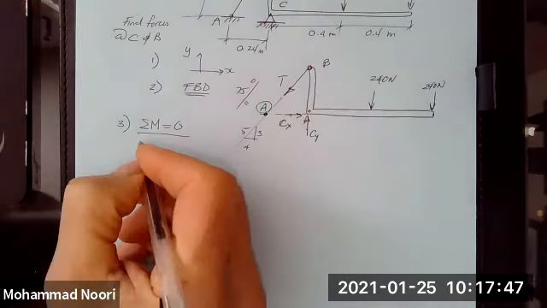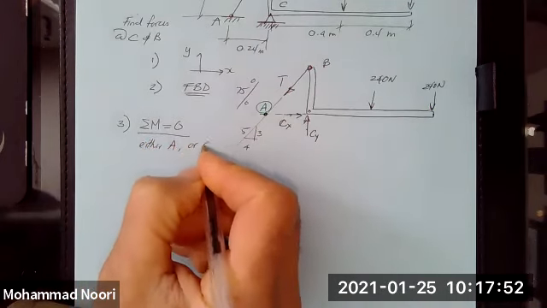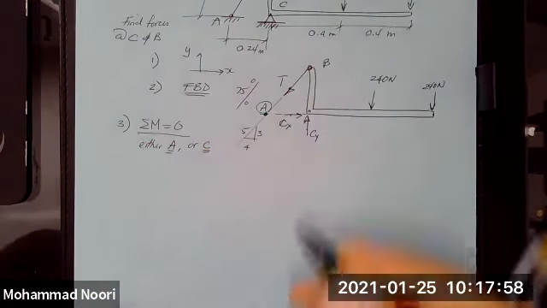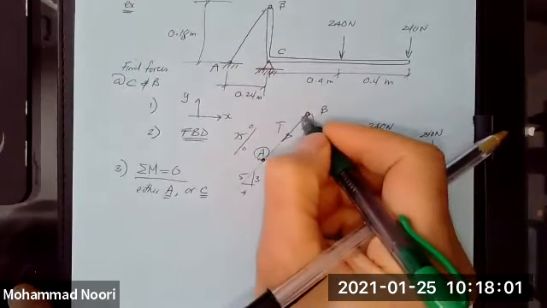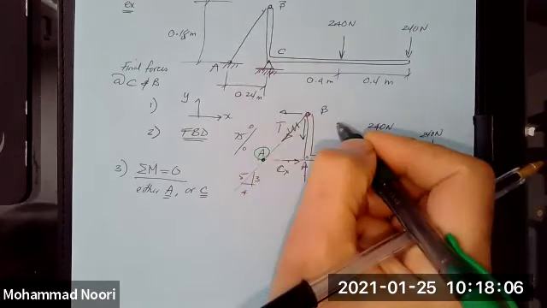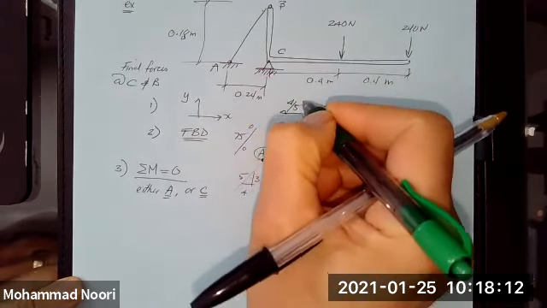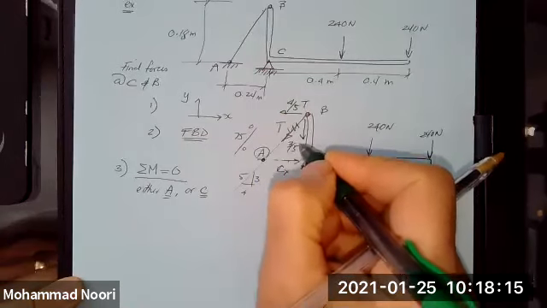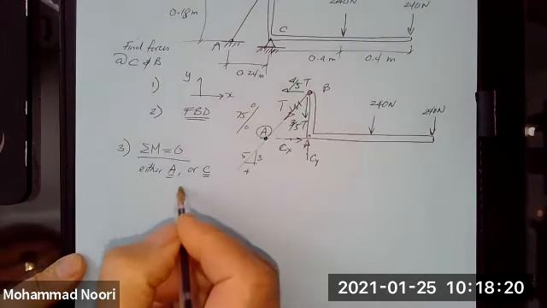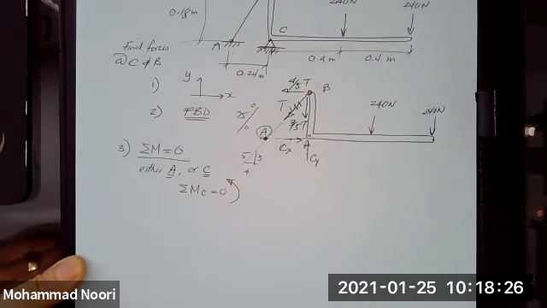So you can take either A or C. I will consider C, and therefore, as always, when you have an inclined force, resolve it into its components. Given the slope, this would be 4/5 of T. This would be 3/5 of T. Okay? So I will take summation of moments about C equal to 0.